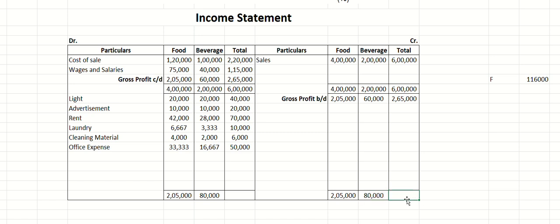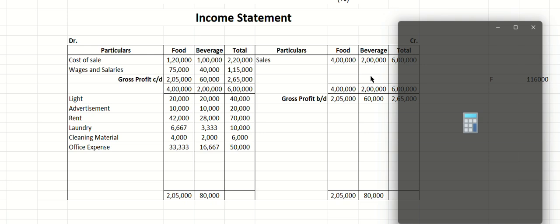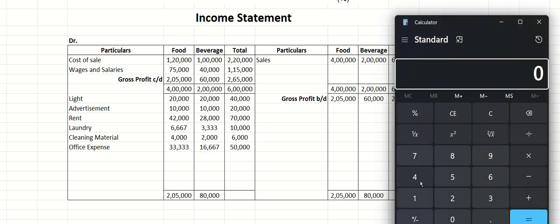Now, what about the total? Has that business totally made any profit or loss? We can see the total revenue generated is 2,65,000. But you should know whether we have more expense or not. So we should take the total of expenses.